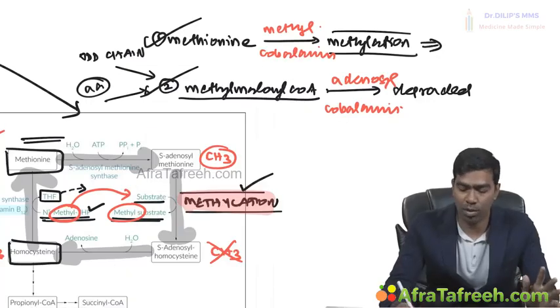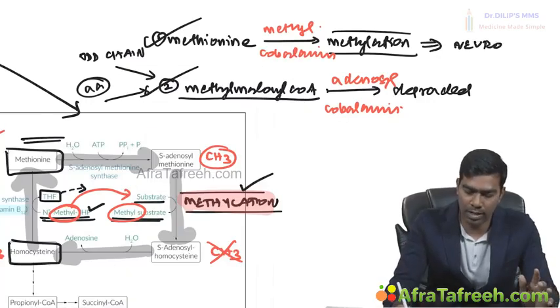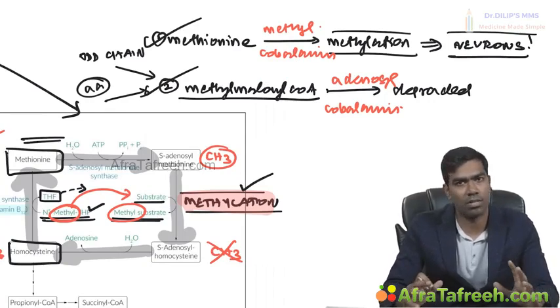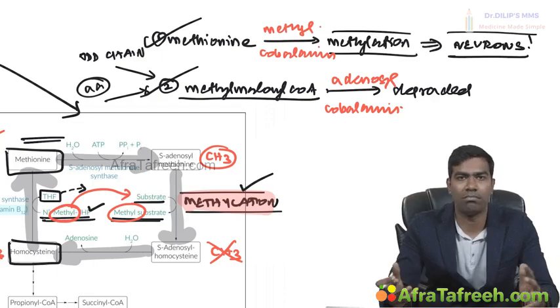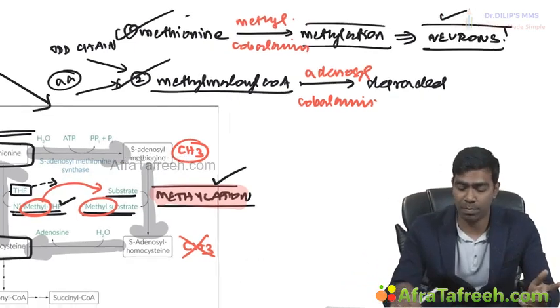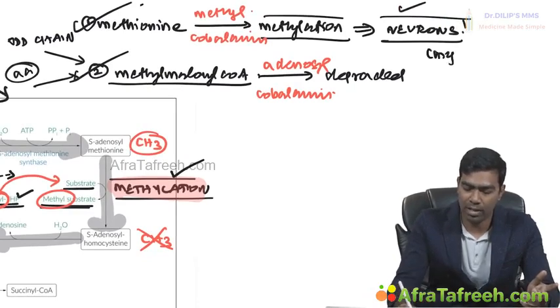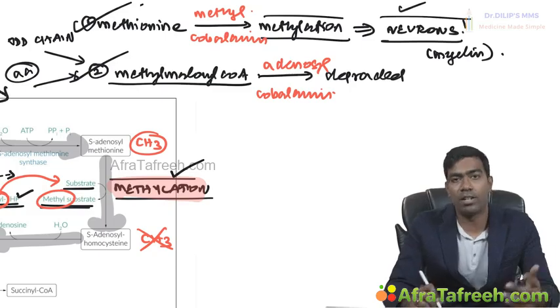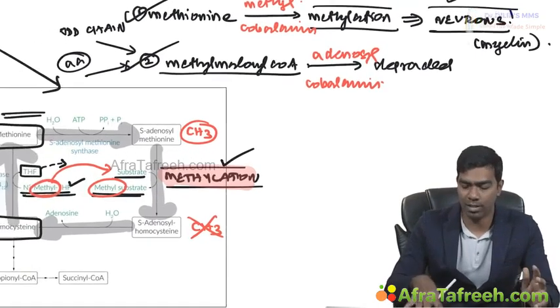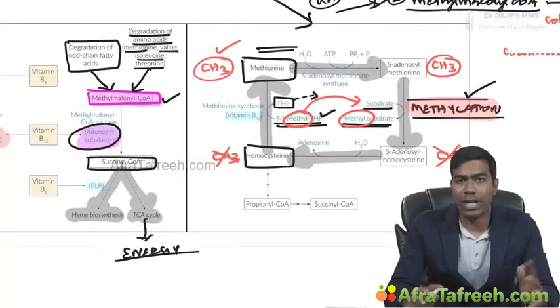Remember, these methylation reactions are again very important for neurons especially. I didn't tell you that. And that is the reason why the neurological symptoms are very typical in a B12 deficiency. For neurons, especially for the formation of myelin, these methylation reactions are very important. The methylated substrates are very important for formation of myelin in the neurons. So you can see all these things.